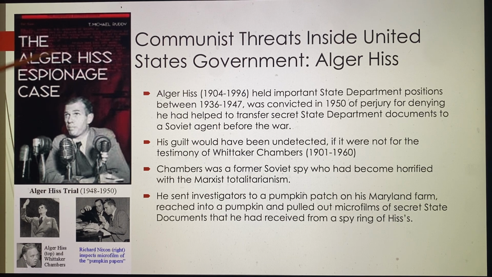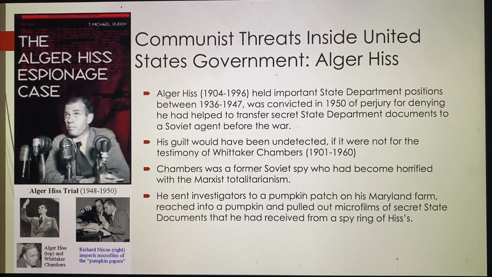So Alger Hiss was an espionage case. Espionage means spying. So there were communist threats spying inside our government. Alger Hiss lived 1904 to 1996, and he held important State Department positions between 1936 and 1947, so we're talking about the war. Well, he was convicted in 1950 of perjury, or lying under oath, and for denying that he helped to transfer secret State Department documents to a Soviet agent before the war.